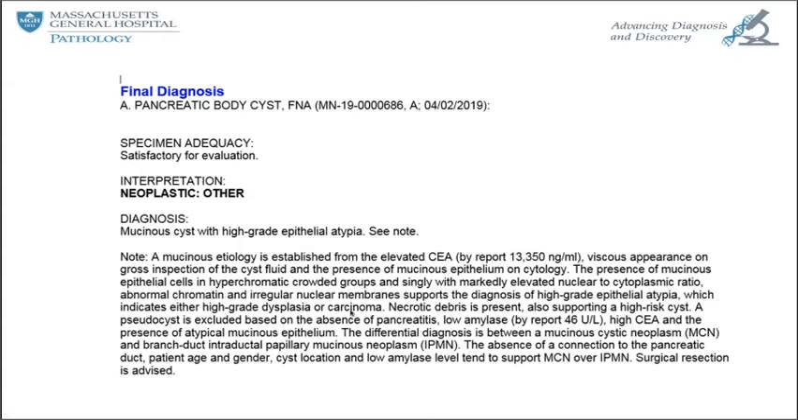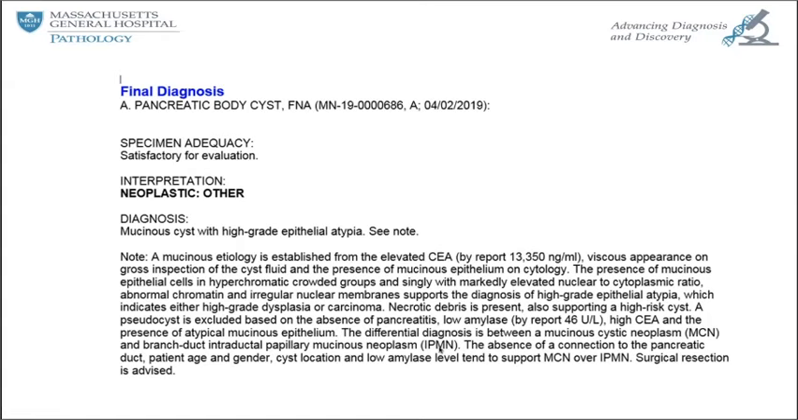Back to the prior slide, if it looks like ductal adenocarcinoma and you can call it cancer, that's one thing. But in this case, they're high-grade cells. It could be either one. The differential diagnosis is between a mucinous cystic neoplasm and a branched duct intraductal papillary mucinous neoplasm. We can't tell the difference on our cytology.